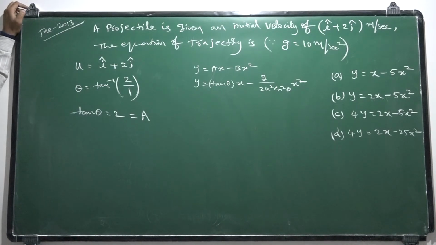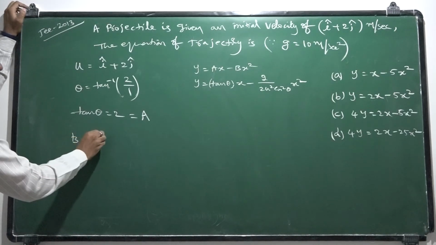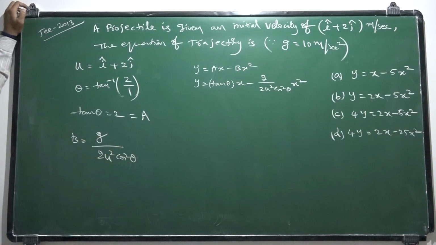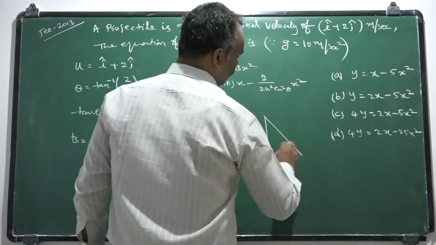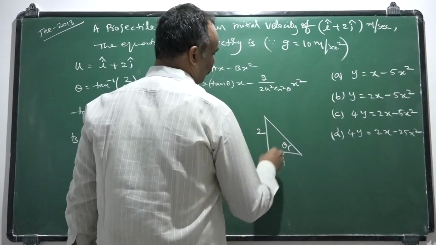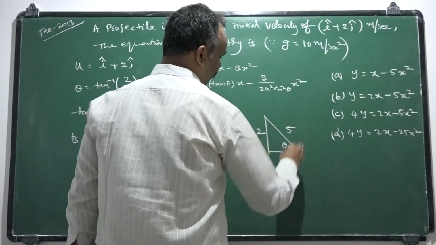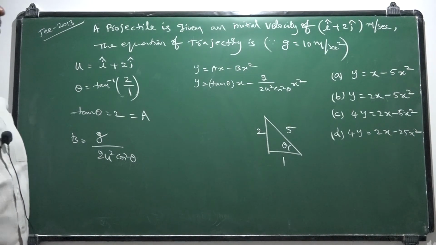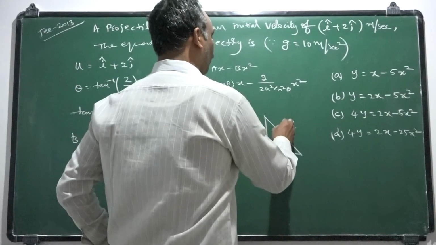We need the B value. B value is given by g by 2u square cos square theta. That means we require the knowledge of cos theta first. So tan theta is equal to 2. Suppose this is theta; tan theta means opposite side by adjacent side, that is 2 by 1. Hypotenuse square is equal to side square plus side square, so hypotenuse is equal to square root 5.